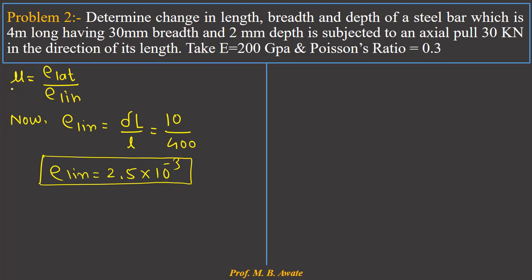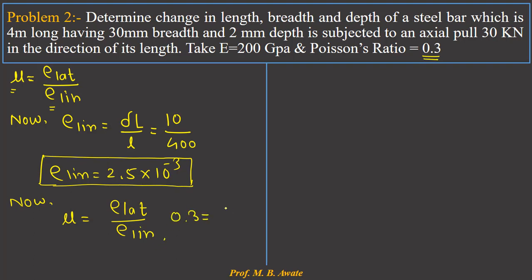So I know mu now. I know the linear strain. So I can calculate the value for lateral strain. Right. So now I will be using that. Mu is equal to E lateral divided by E linear. What is the value of mu? See here, the value of mu is given as 0.3. So I can write it like this. 0.3 is equal to lateral strain or E lat divided by E linear, and E linear is, you can see here, 2.5 into 10 raised to minus 3.